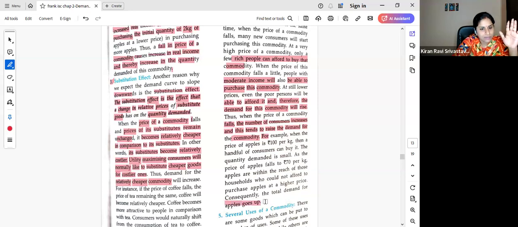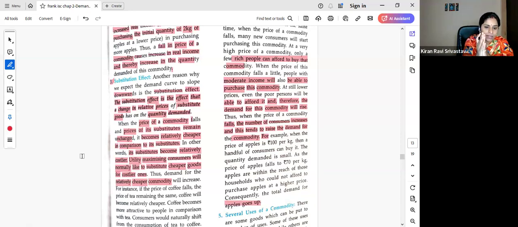Is this clear? Very, very simple. I hope you are able to differentiate between income effect and substitution effect. Then you understood what is price effect. Price effect is the combination of income effect plus substitution effect. Combined, it is called price effect.